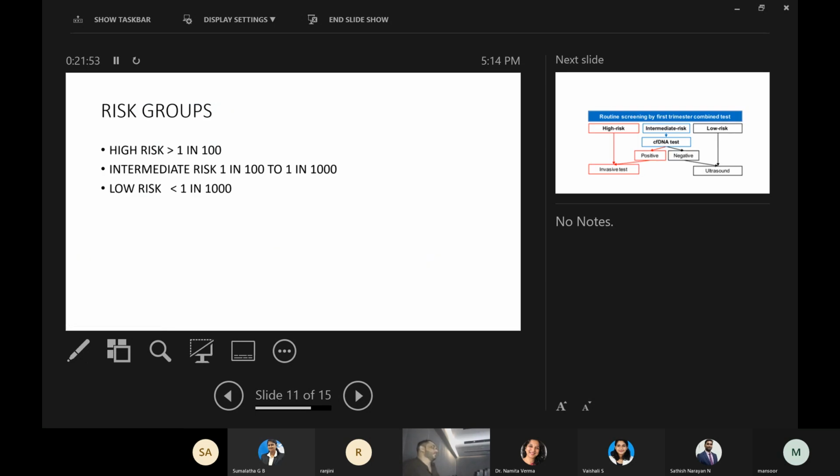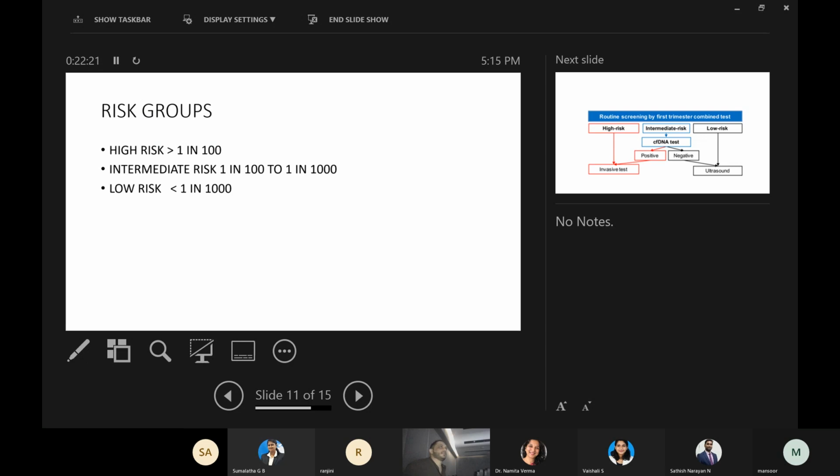Now, after considering all these parameters, we finally have to categorize the patient into high risk, intermediate or low risk. This can be done by using the fetal medicine software, where you just enter your data and the software will automatically calculate and give you how much the risk is. So we'll be getting this software in AMI also, hopefully.